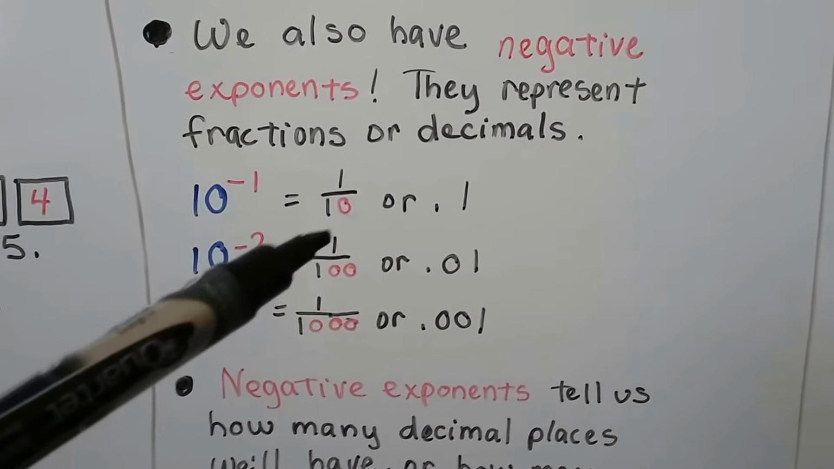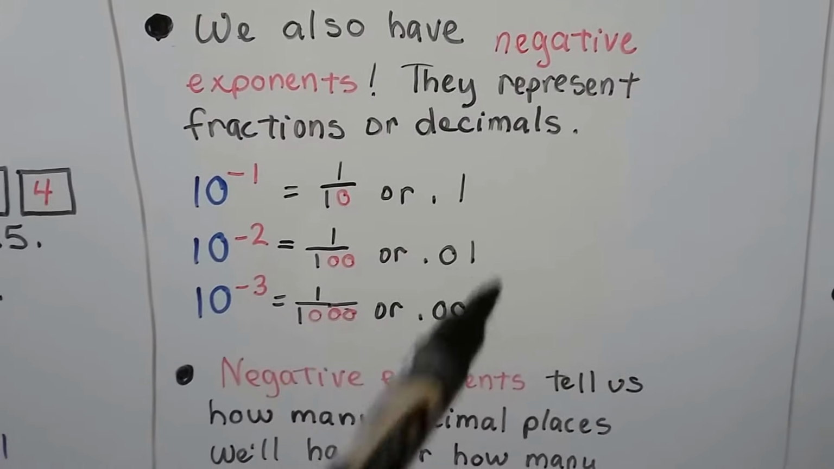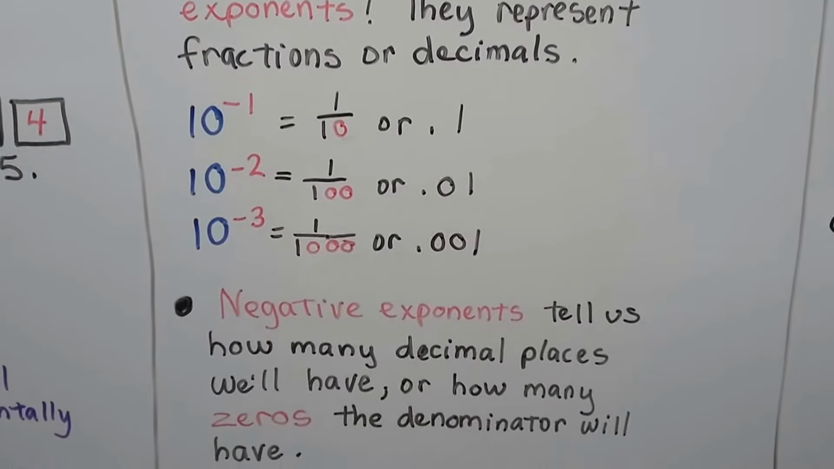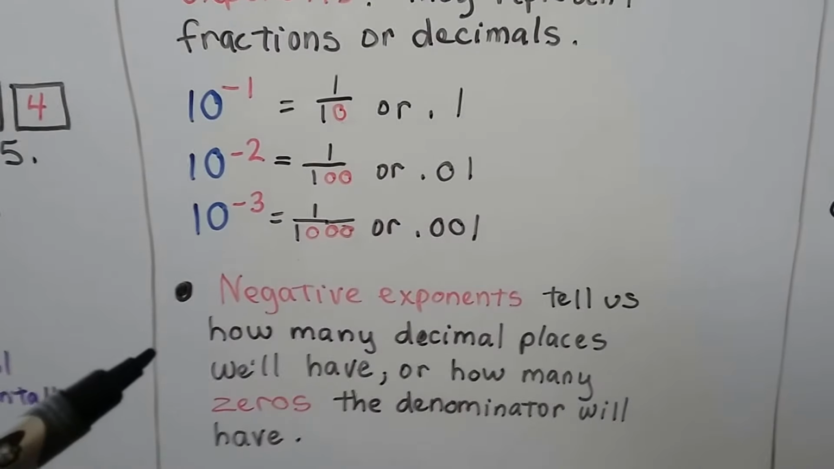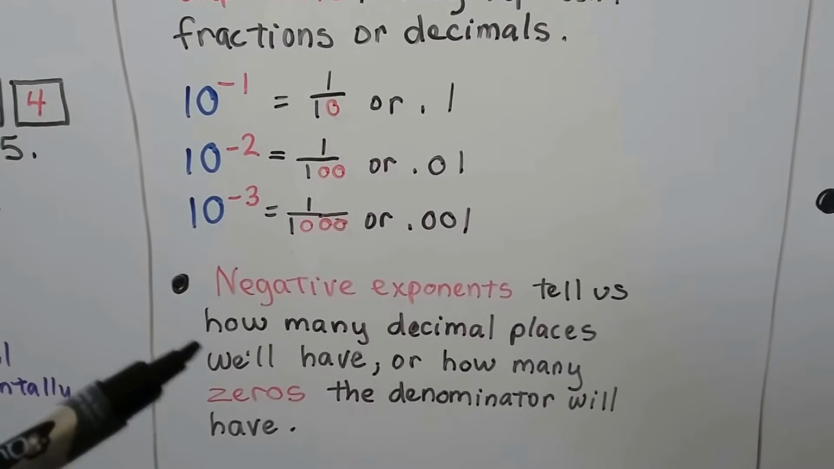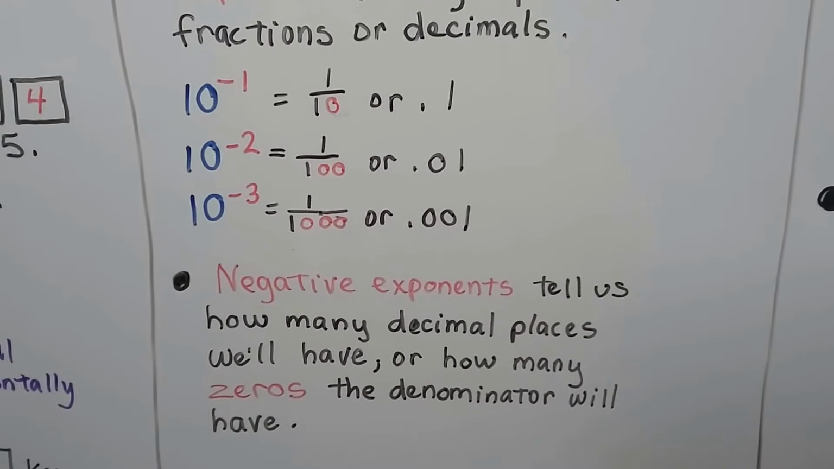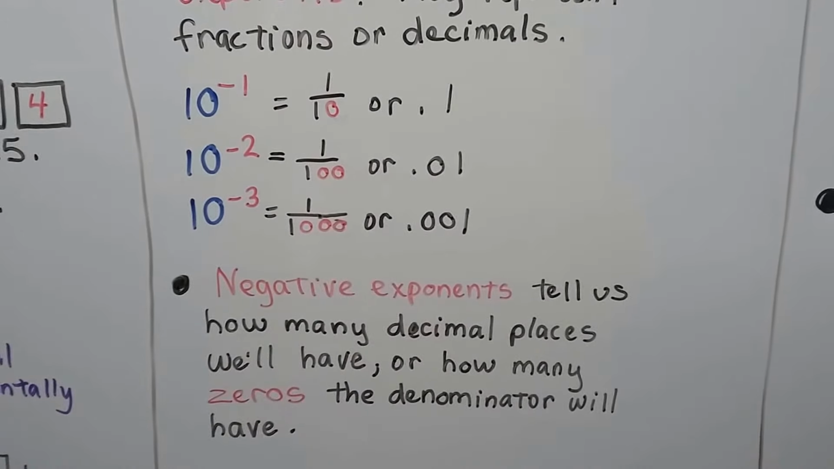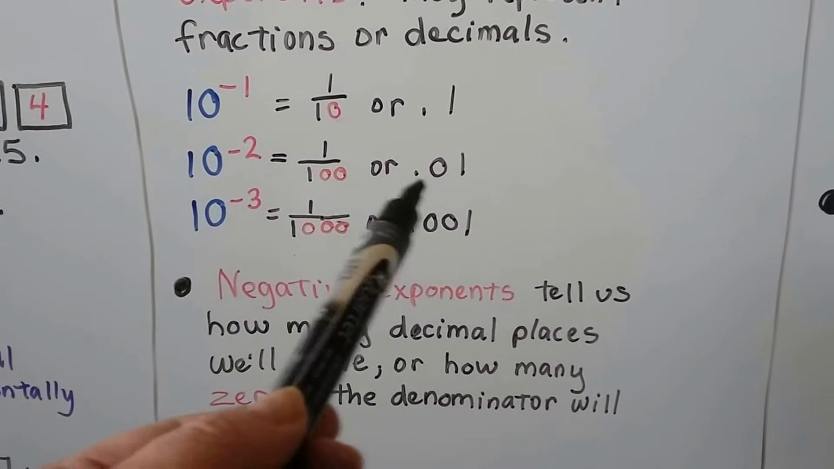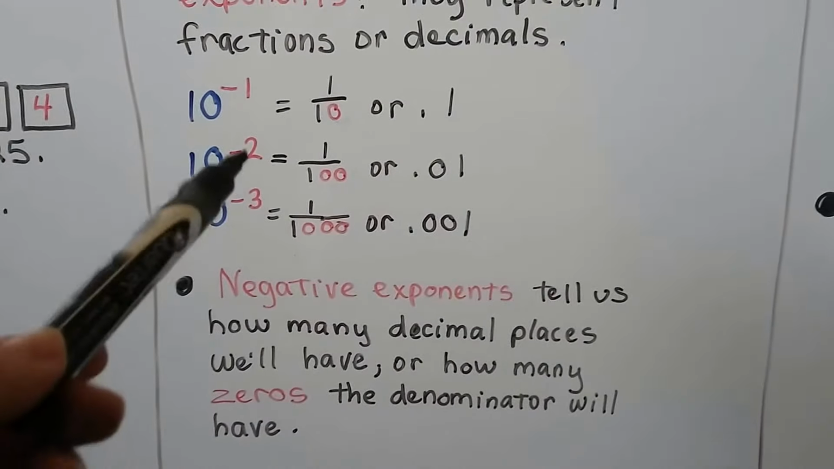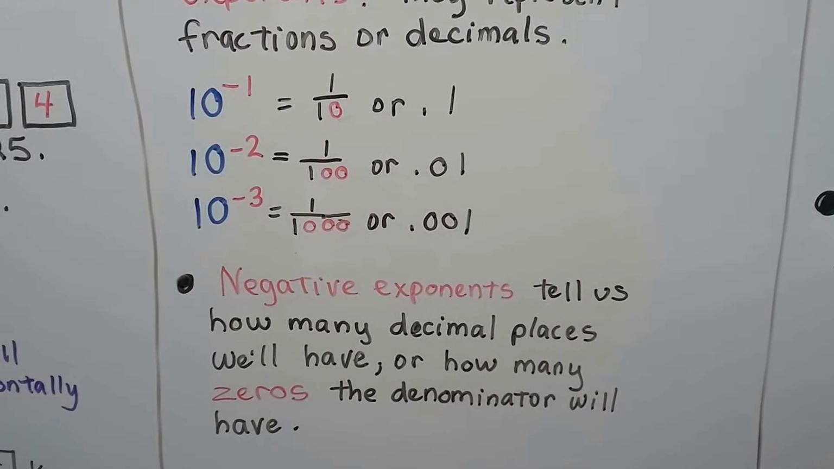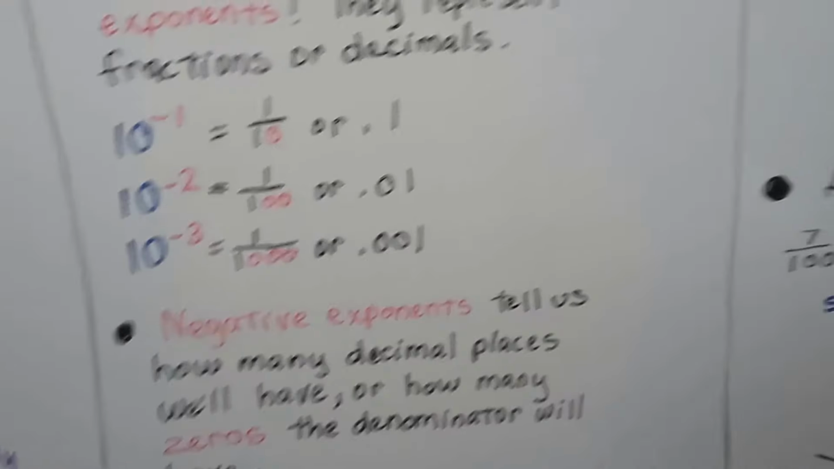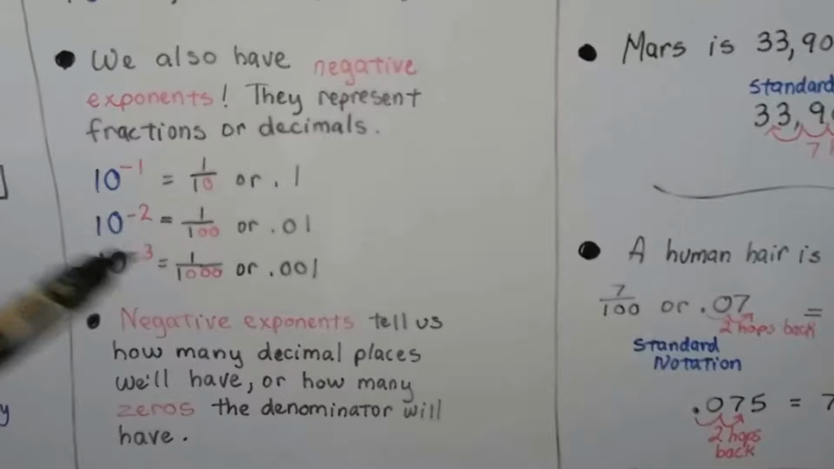10 to the negative second power would be 1/100th, or 0.01 as a decimal. 10 to the negative third would be 1/1000th, or 0.001 as a decimal. So the negative exponents tell us how many decimal places we'll have, or how many zeros the denominator will have. So this -2 tells us we're going 1, 2 for the decimal, see? So this 1 gets shoved farther into the decimal places because of that negative exponent. Or that's how many zeros are going to be in the denominator. See that? But it doesn't work for other numbers.